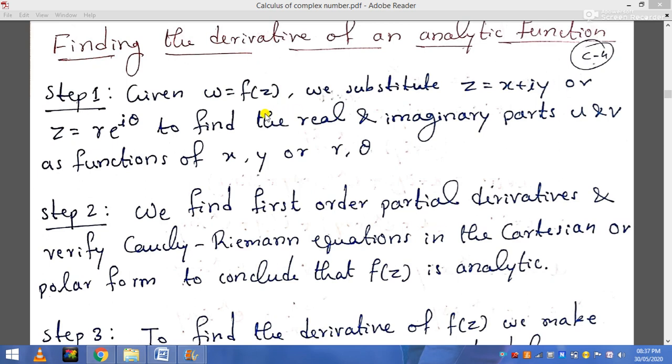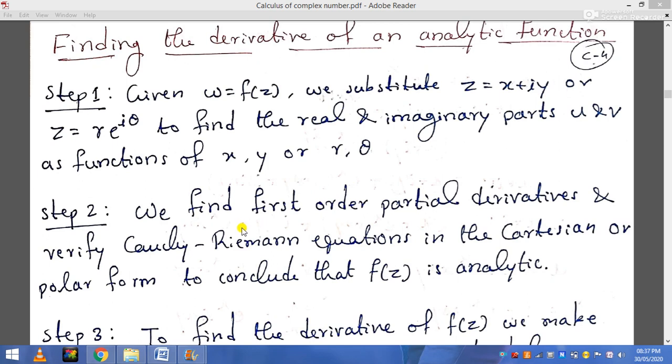Step 1: given w is equal to f of z, the function is given. We substitute z is equal to x plus iy or z is equal to r into e raised to i theta to find the real and imaginary parts, u and v, as functions of x, y or r, theta. So depending on the function we put z as x plus iy or r e raised to i theta, then separate the real and imaginary parts.